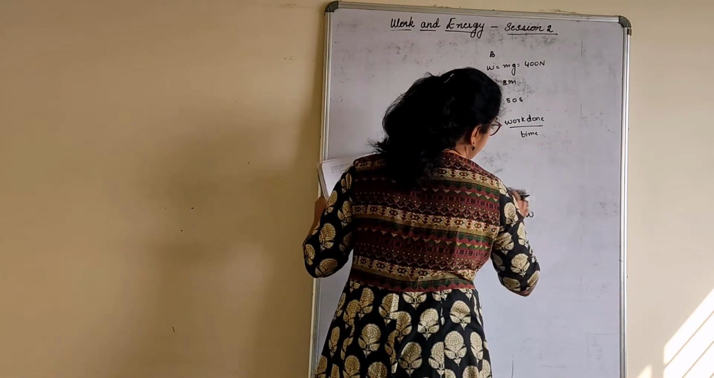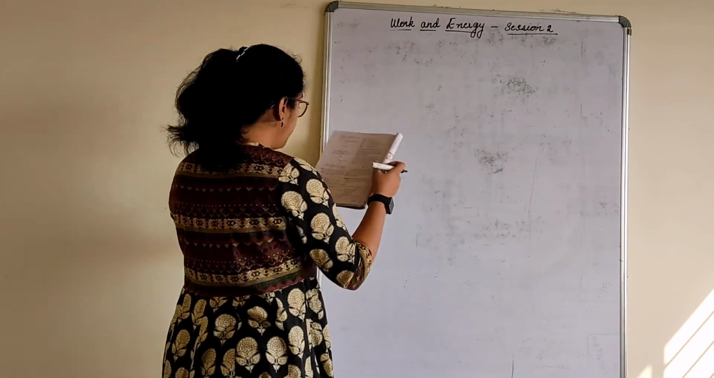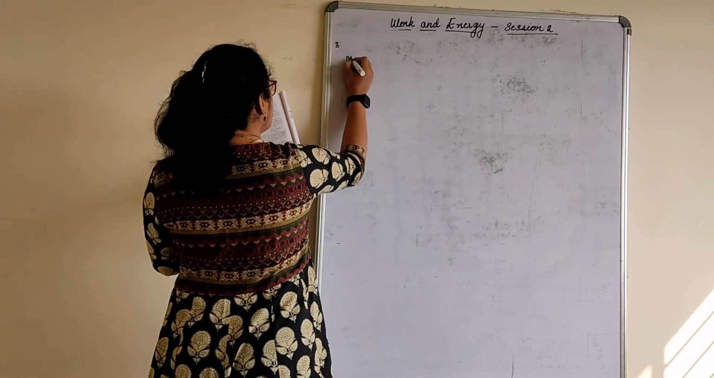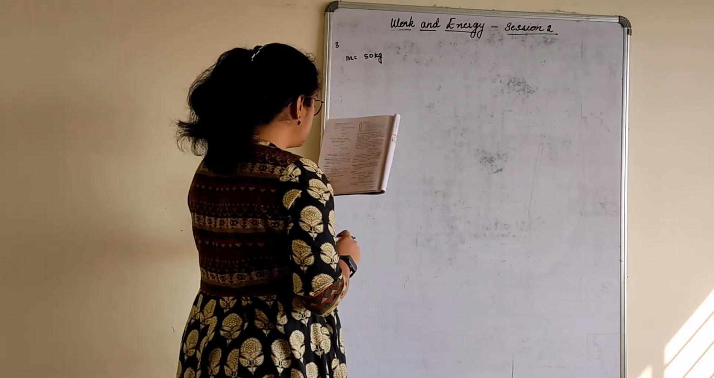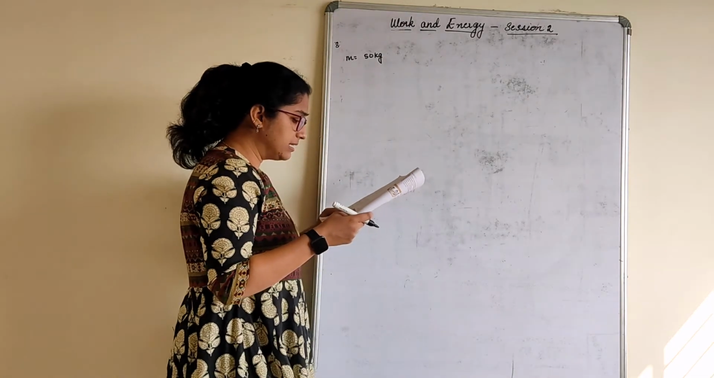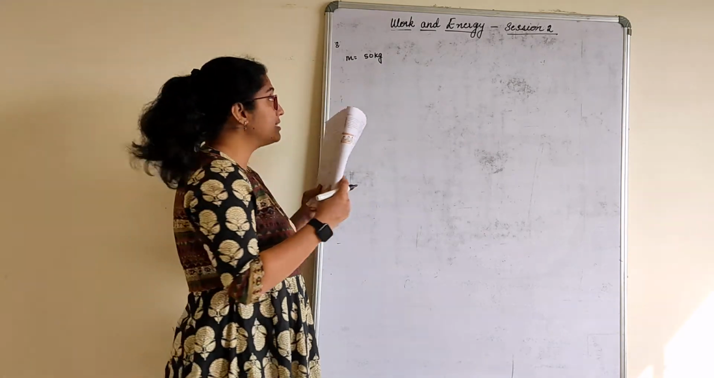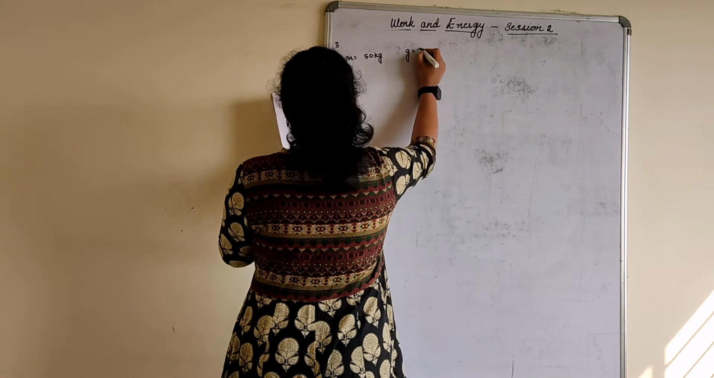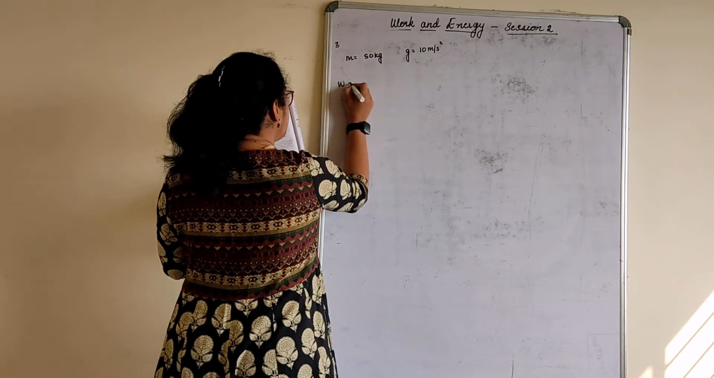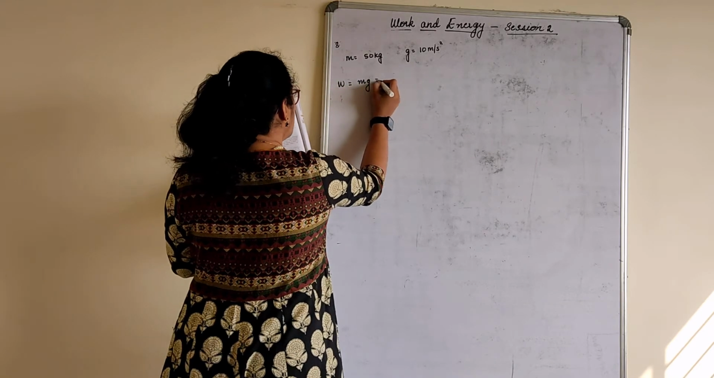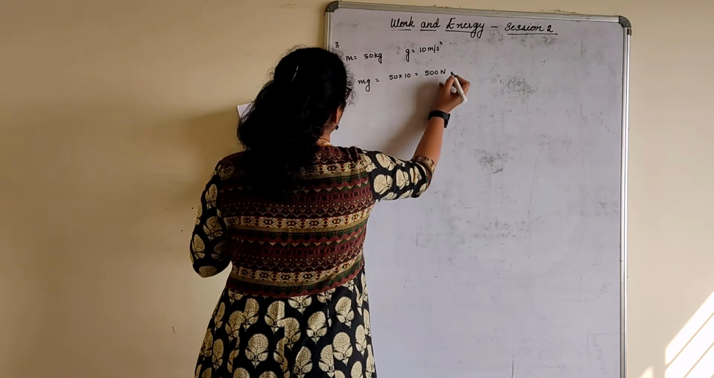And the next one. A boy of mass 50 kg runs upstairs of 45 steps in 9 seconds. If the height of each step is 15 centimeter, we'll write that g is taken here as 10 meters per second square. Let us first calculate the weight of the boy. Weight of the boy is given as m into g, that is 50 into 10, which is 500 Newton.